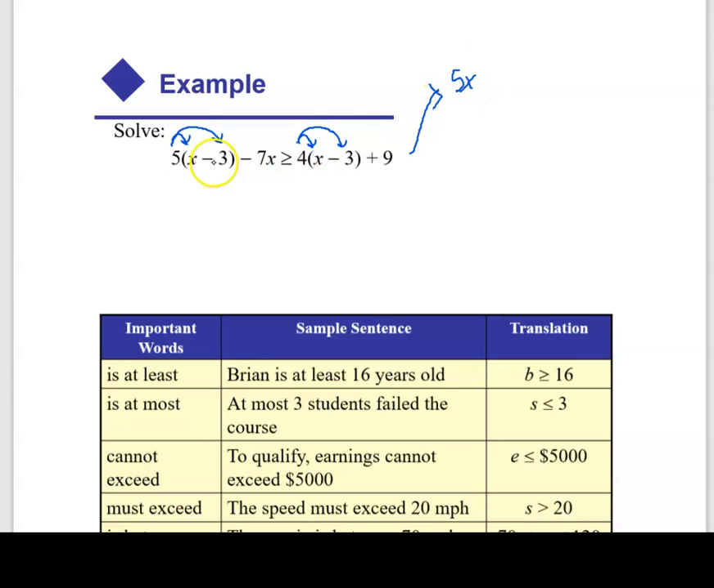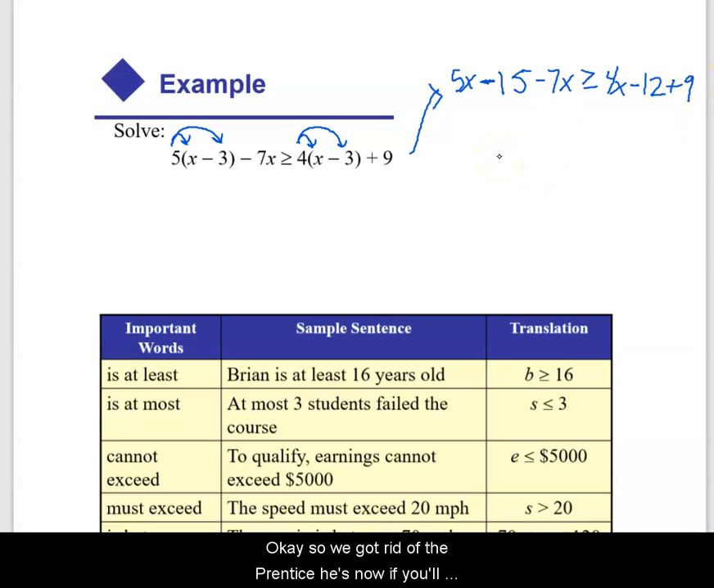So 5 times x is 5x. 5 times -3, this whole thing goes together, is -15, or minus 15. Negative and minus are the same thing. Minus 7x is greater than or equal to 4 times x. 4 times -3 is -12 plus 9. Okay, so we got rid of the parentheses.